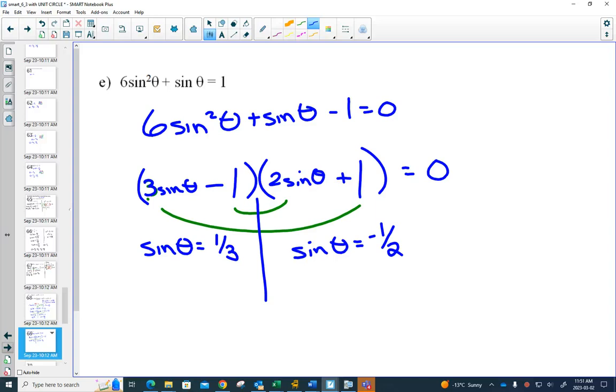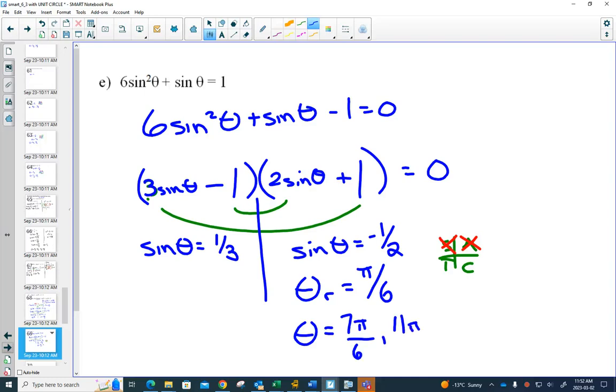Now we go to our unit circle. Are either of those on our unit circle? For your y coordinate, the half is what family? Pi over 6. Cast rule would say sine is negative. It can't be in quadrants 1 and 2, so it has to be in quadrants 3 and 4: seven pi over 6 and 11 pi over 6.